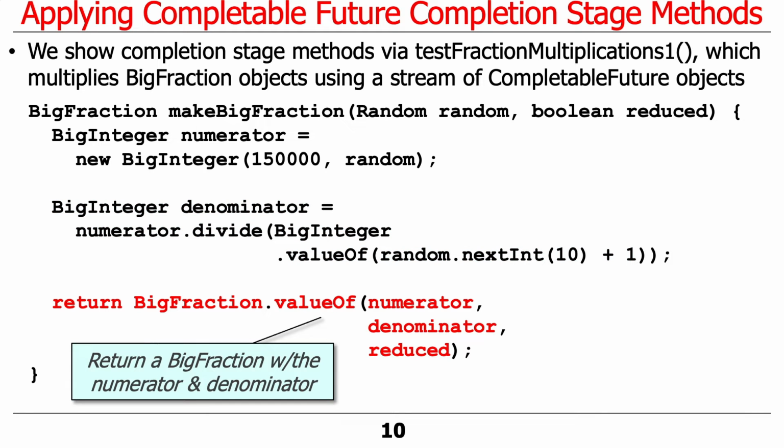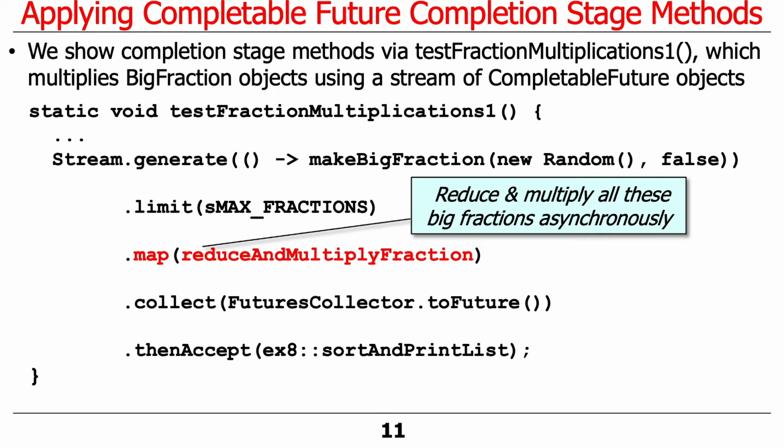Then we make a big fraction with the numerator, the denominator, and the reduced flag, which is set to false. So you can imagine why this program takes a while to run, because these are very, very large big fractions. Because it's going to take a long time to run, we want to do all the reduction and multiplication of these big fractions asynchronously. So we use the map method, the intermediate operation for streams, and pass in a function that reduces and multiplies the big fractions that came through, which are gigantic, random, and unreduced.